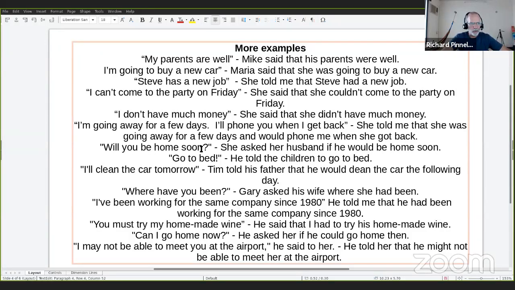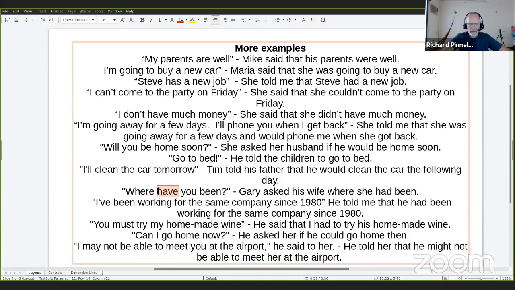Will you be home soon? She asked her husband if he would be home soon. Go to bed. He told the children to go to bed. I'll clean the car tomorrow. Tim told his father that he would clean the car tomorrow. Sorry, would clean the car the following day. We need to change tomorrow to the following day.